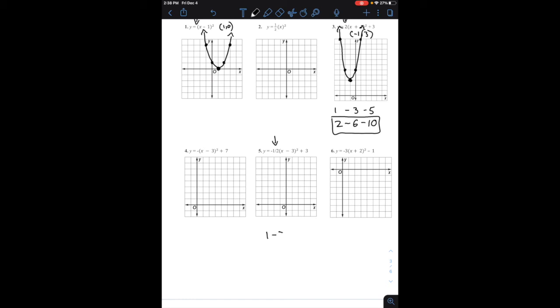I can't use the 1-3-5 rule here. That's only for when a is 1. I'm going to, just like when we did with number 3, multiply 1-3-5 by 1/2. 1 times 1/2 is 1/2. 3 times 1/2 is 3/2, and 5 times 1/2 is 5/2. So we're not going to move down 1, 3, and 5 units. We're going to move down 1/2 unit, then 1.5 units, and then 2.5 units. Let's first plot our vertex. In this case would be (3, 3).